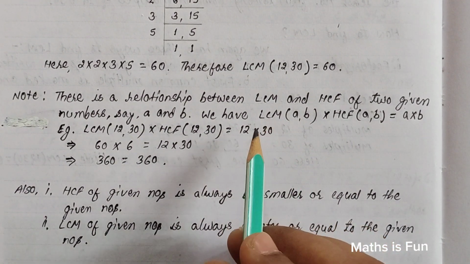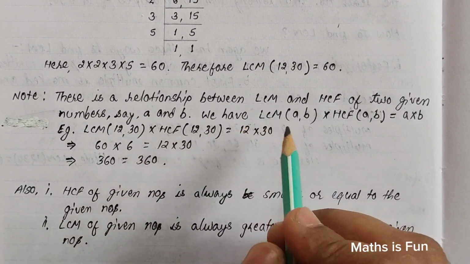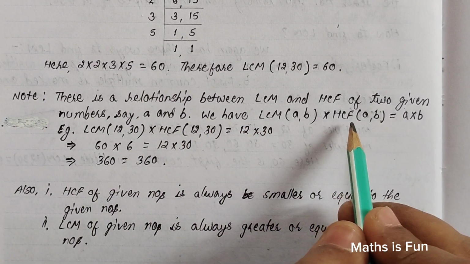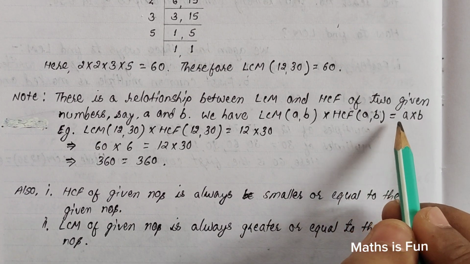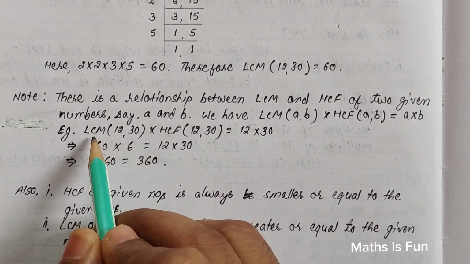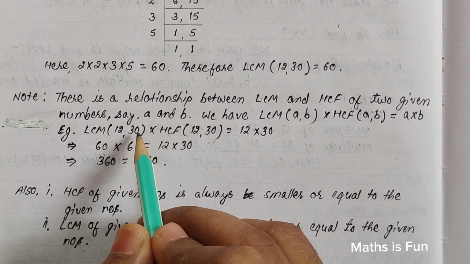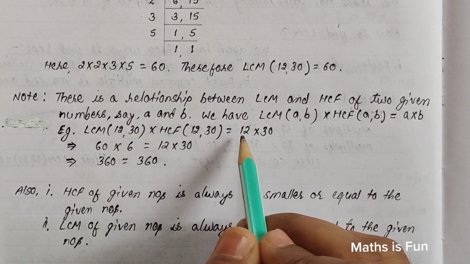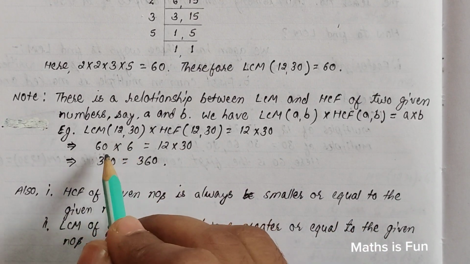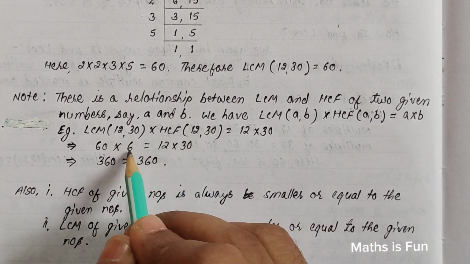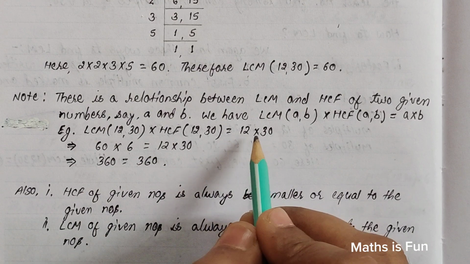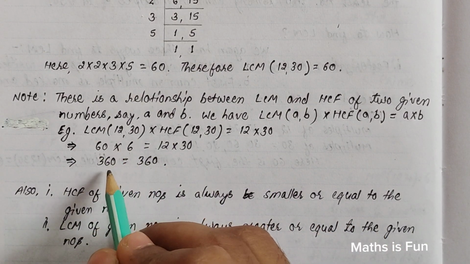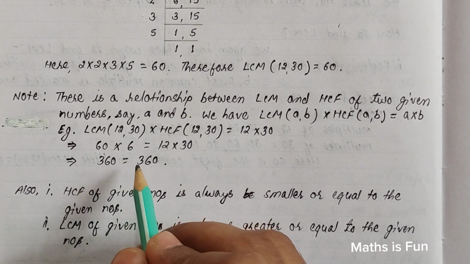For example, say we have 2 numbers A and B. The LCM of A and B multiplied by the HCF of A and B will always be equal to the product of A and B. For example, the LCM of 12 and 30 multiplied by the HCF of 12 and 30 equals the product of 12 and 30. The LCM of 12 and 30 is 60, the HCF of 12 and 30 is 6, and the product of 12 and 30 will be 360. So 60 into 6 is also 360. So the above relationship has been proved.